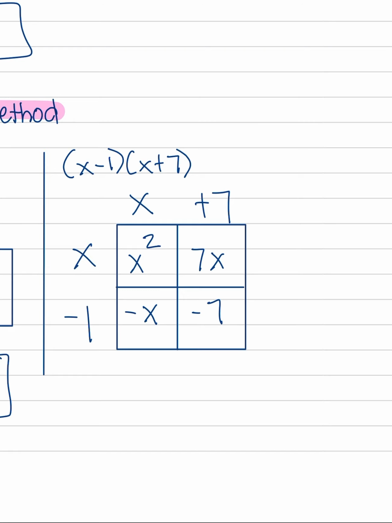And then from there, I'm just going to combine my like terms, which are my two x terms. So I've got x squared, -x and 7x gives me 6x, and then -7.